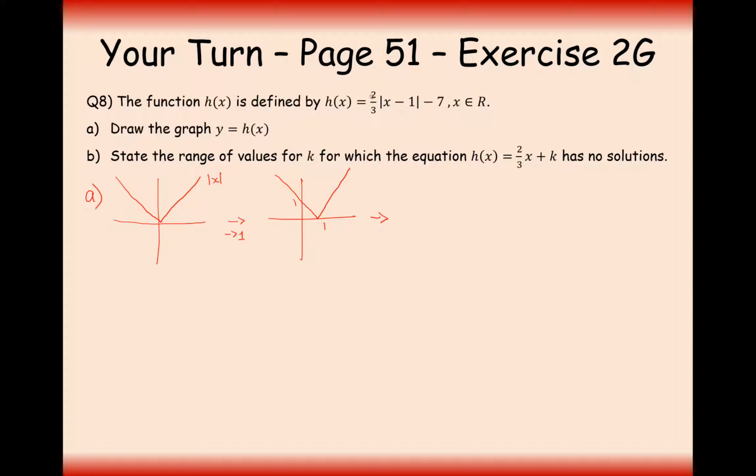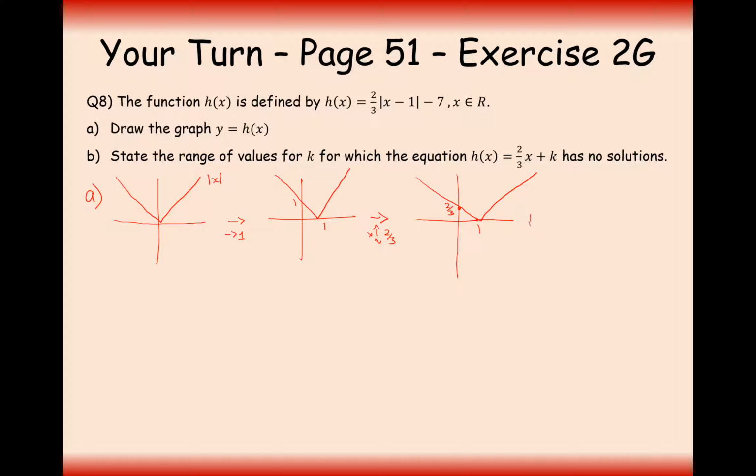The next thing I'm going to do is times by a scale factor of 2/3 onto all of the y-axis coordinates, because this transformation is outside the brackets affecting the y-coordinates. So the 1 coordinate on the x-axis is not going to change, but the one on the y-axis is going to get transformed to 2/3, so it's just going to be a little less steep.